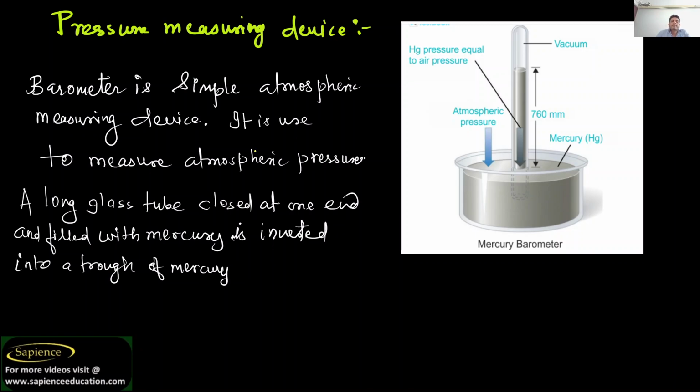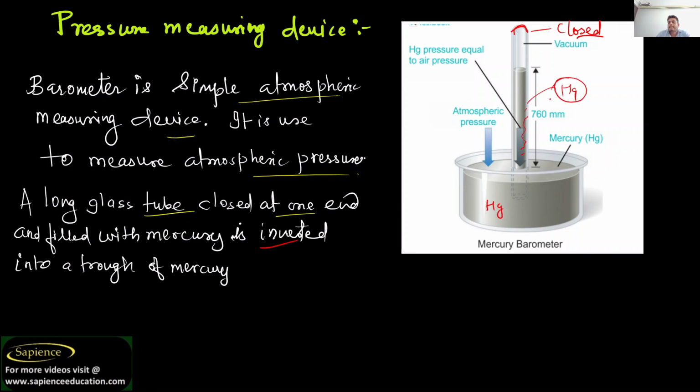I will use a barometer, a simple atmospheric pressure measuring device. Very simple, no need of any complicated instrument. It is used to measure the atmospheric pressure. A long glass tube closed at one end. See here, it is closed at one end, which means one side is closed. It is filled with mercury and inverted into the trough of mercury. See here, this is mercury, and this part is also mercury.